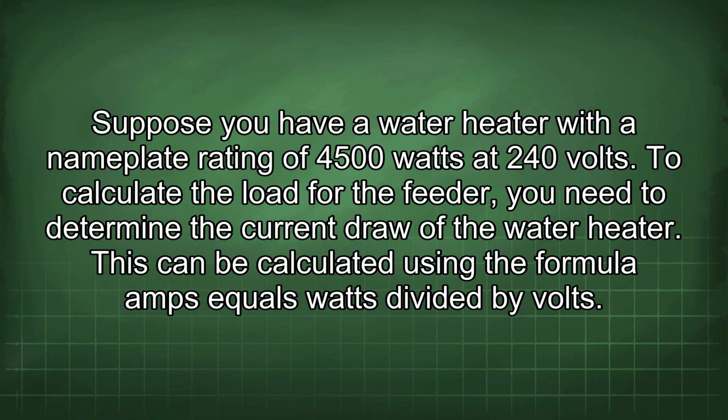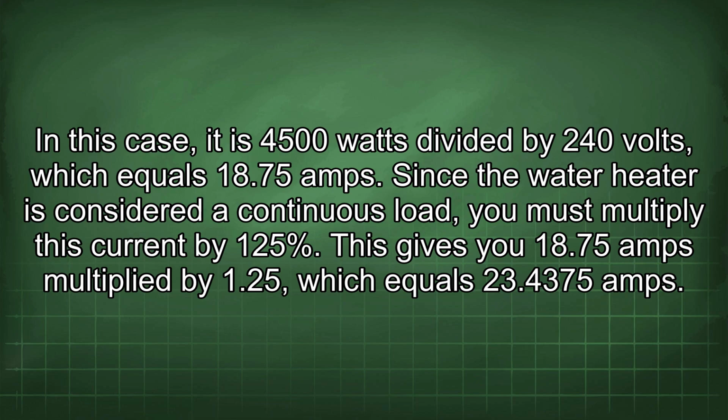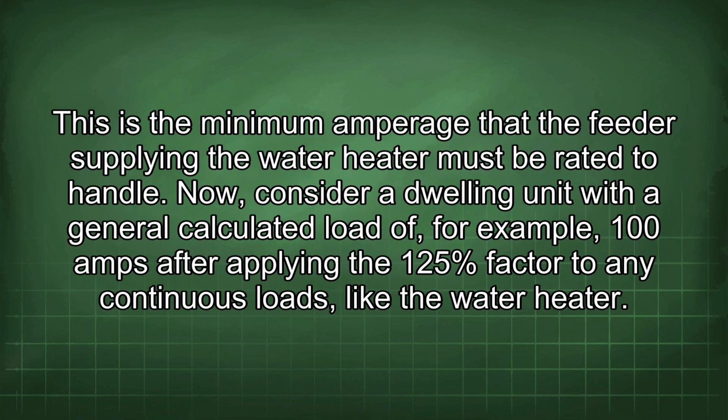This can be calculated using the formula amps equals watts divided by volts. In this case, it is 4,500 watts divided by 240 volts, which equals 18.75 amps. Since the water heater is considered a continuous load, you must multiply this current by 125%. This gives you 18.75 amps multiplied by 1.25, which equals 23.4375 amps. This is the minimum amperage that the feeder supplying the water heater must be rated to handle.